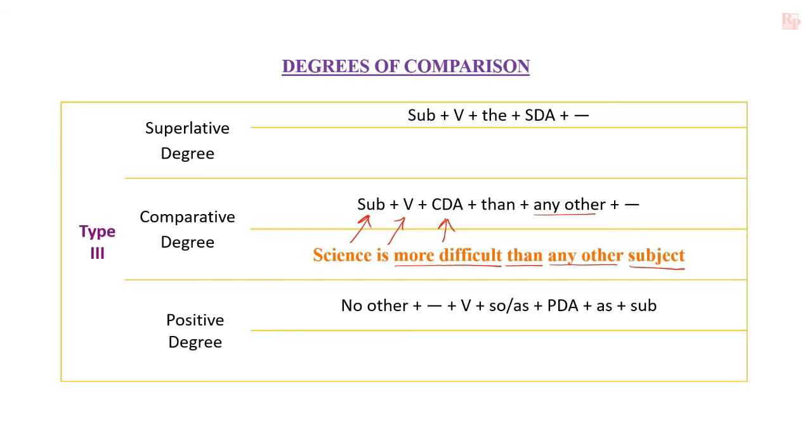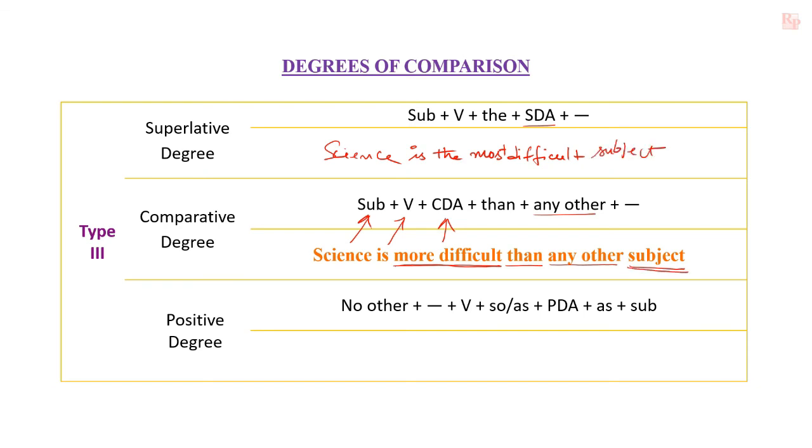And what should we do to change it into superlative degree? First of all, we should write the subject, Science, a verb is, and the article "the" should be used, and then the superlative degree of the adjective. That is, for "more difficult", the superlative form of the adjective is "most difficult". After that, you should write the subject.